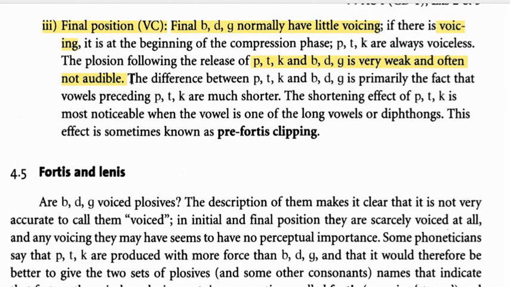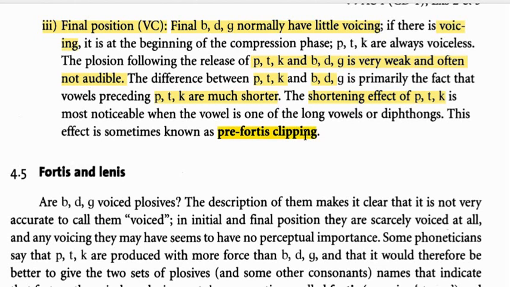So the difference between P, T, K and B, D, G is primarily the fact that the vowels preceding P, T, K are much shorter. Of course, this depends on P, T, K because they are strong consonants, so they shorten the vowel. So this is called the shortening effect of p, t, k, and it's called pre-fortis clipping.